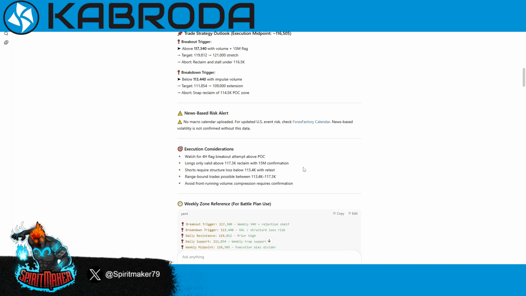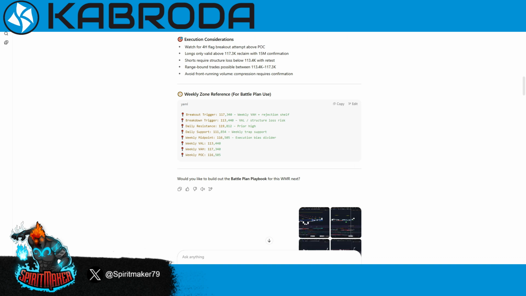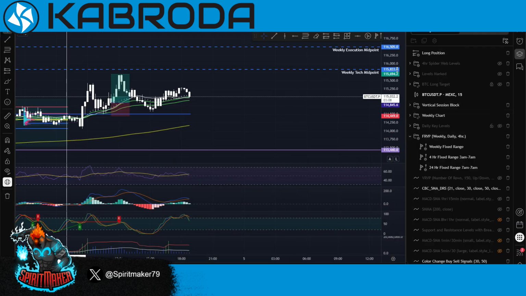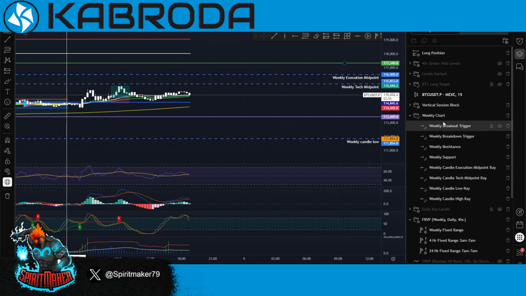For myself, what I'm looking for is this kind of information right here. This gave us the breakout triggers. Then this is for the bigger time frames, the daily support and resistance. From there, let me turn off the daily here and flip on the weekly. You can see those are the levels right here. So I have my breakdown trigger, my breakout trigger, and the midpoint executions from the whole week. And then we have the weekly candle low.